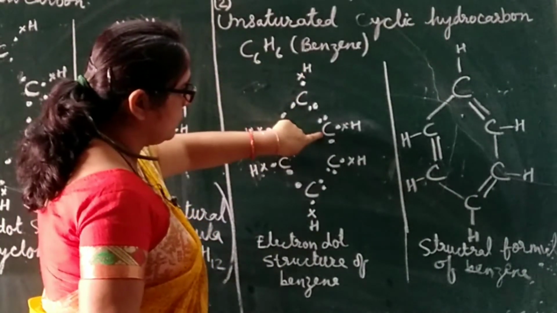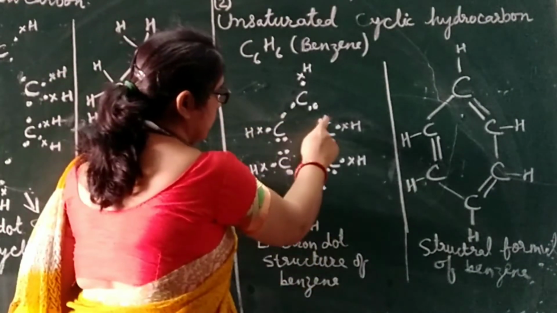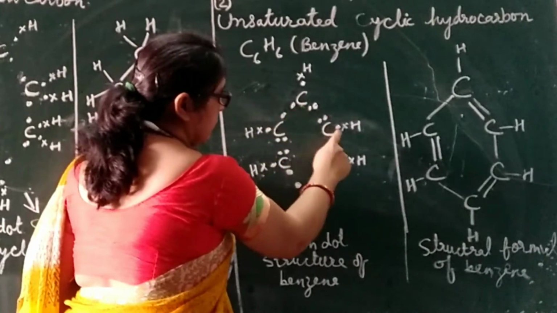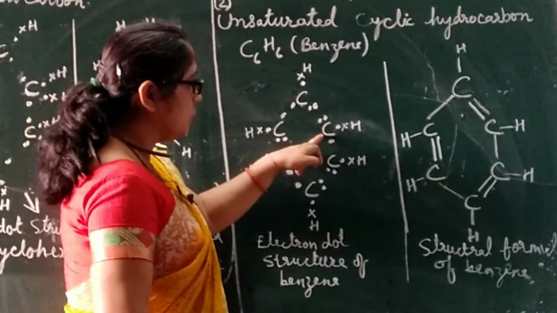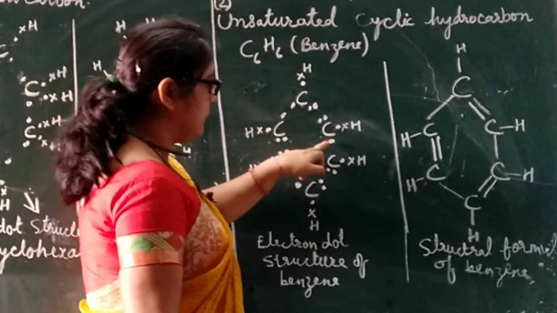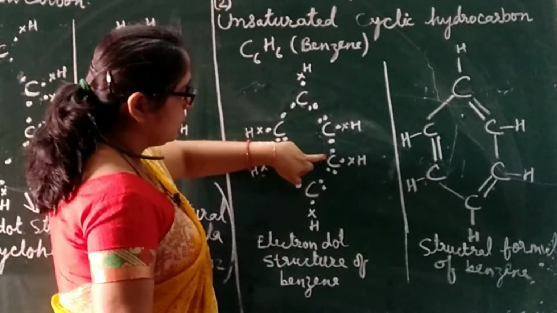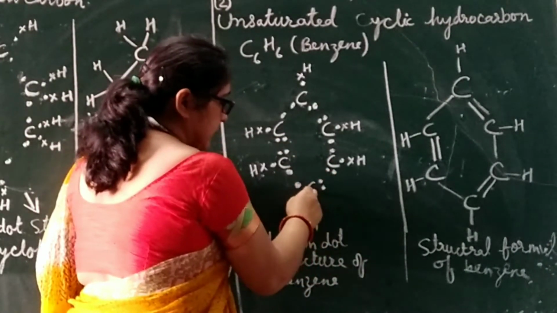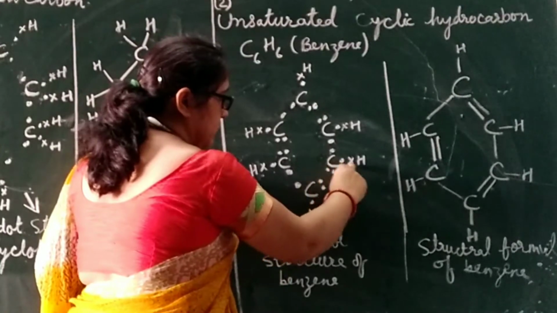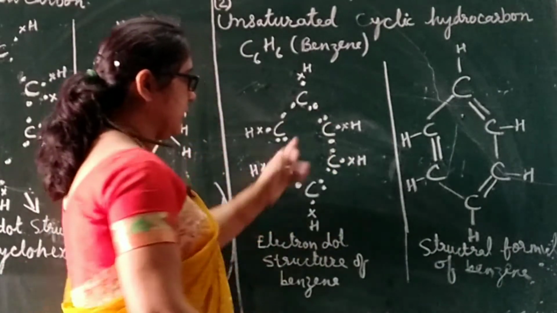If we talk about the second carbon, this carbon also shares its 2 electrons with this carbon, 1 electron with hydrogen, and it has only 1 electron left. So this left 1 electron is shared with this carbon. Again, the third carbon shares its 2 electrons with the next carbon atom, 1 electron with hydrogen, and 1 electron is already shared with this carbon.